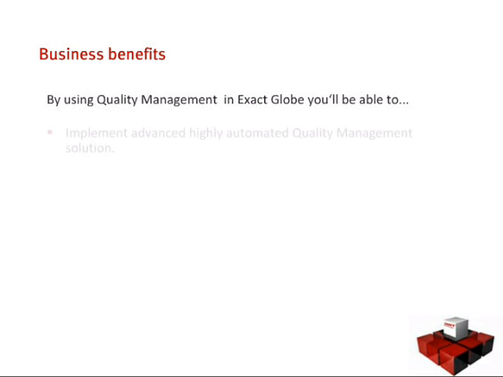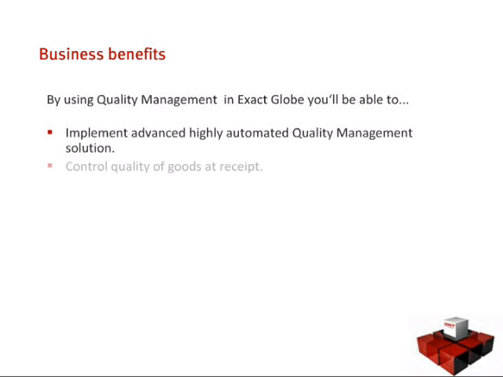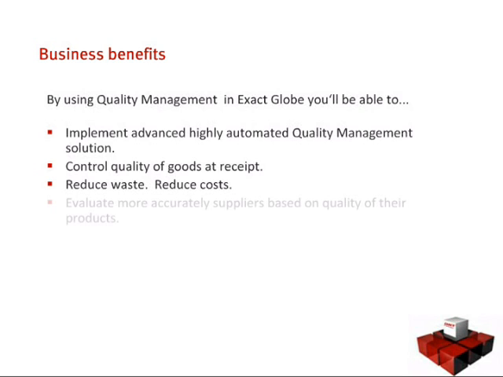By using quality management in Exact Globe, you'll be able to save time with fewer manual steps, with advanced quality management which automates many steps in the process. You'll be able to improve the quality of stock items by accurately testing the quality at receipt, which is a critical control point. You'll be able to improve the quality of output and reduce costs of waste because it's easier to identify and separate defective items.